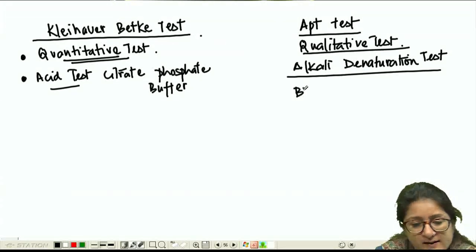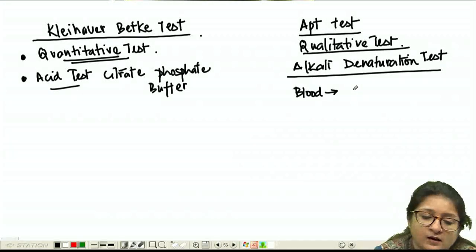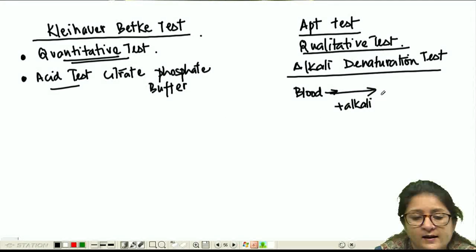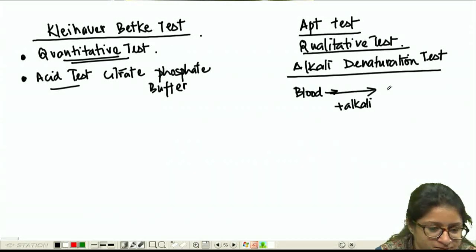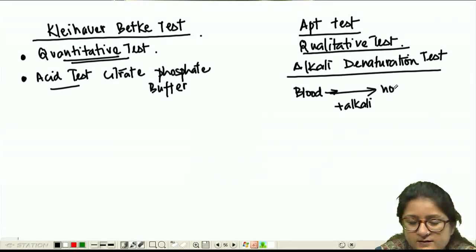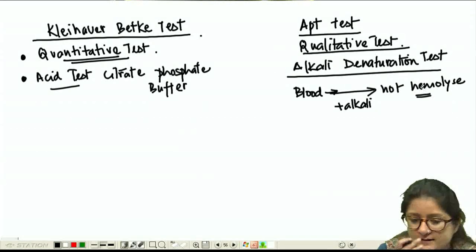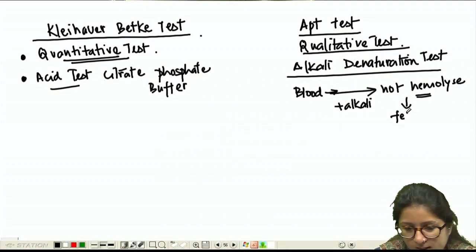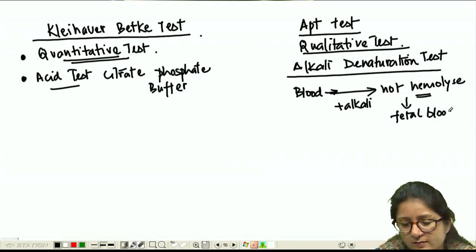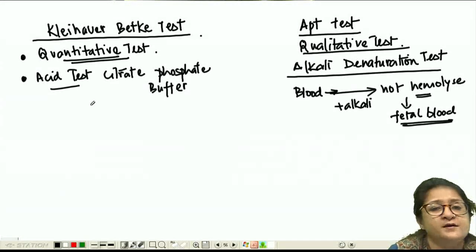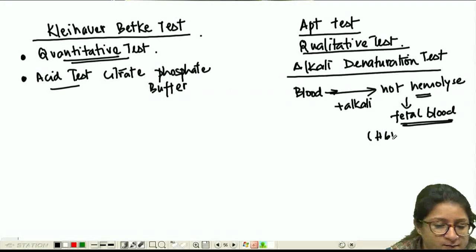What happens is that when you add alkali to the blood, the blood does not hemolyze, okay? Blood does not hemolyze. That means it is fetal blood, because fetal blood is resistant to alkali denaturation because of the presence of fetal hemoglobin.